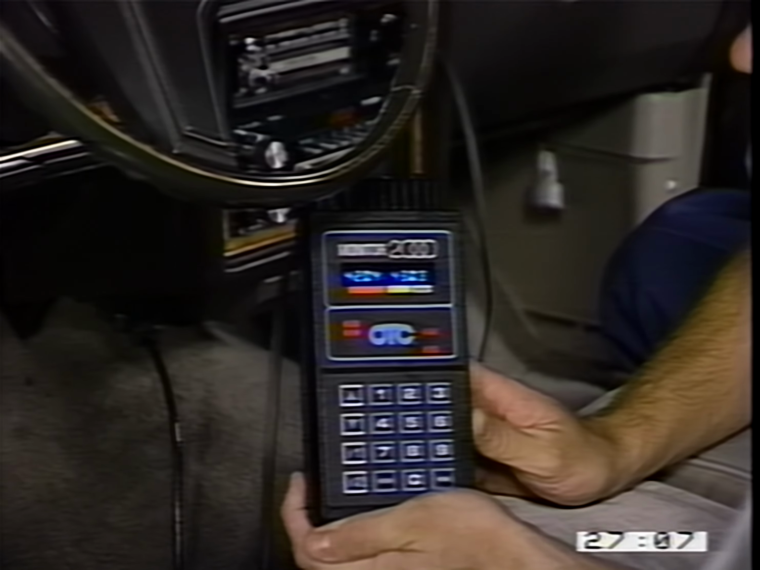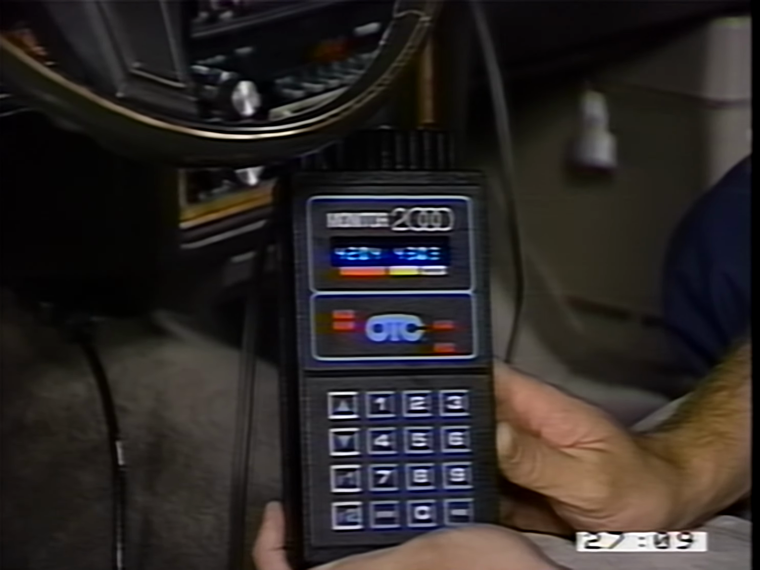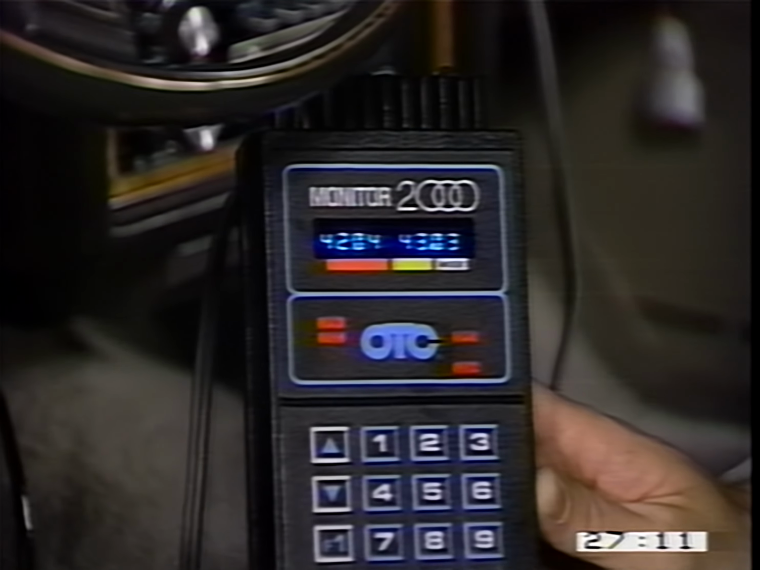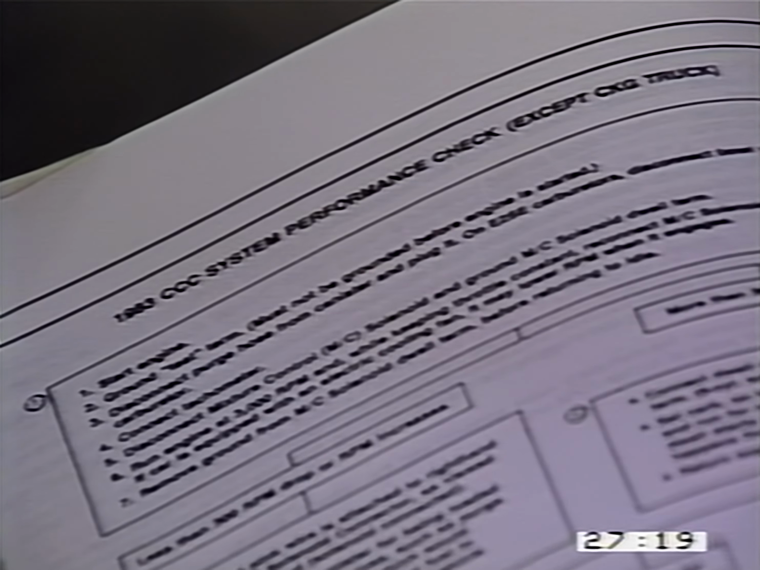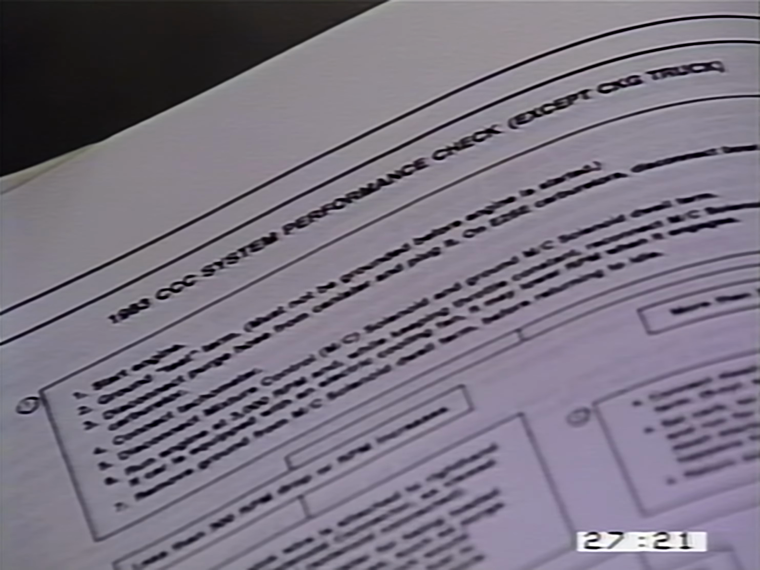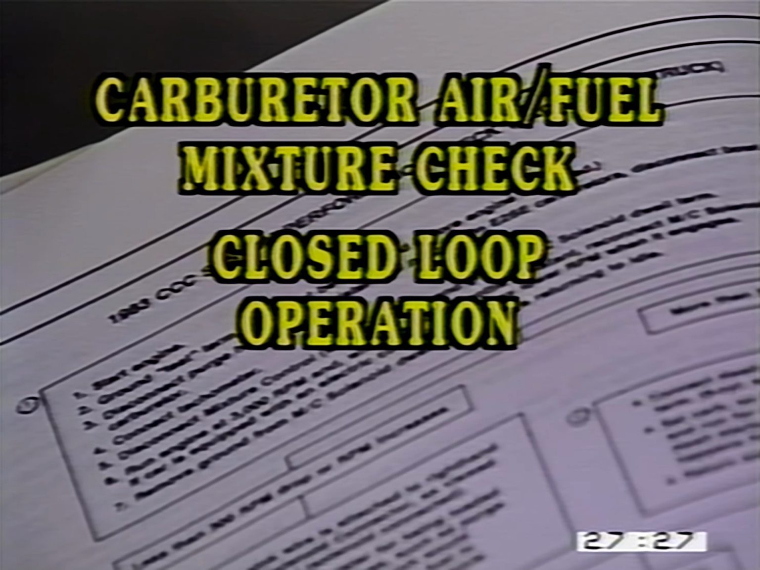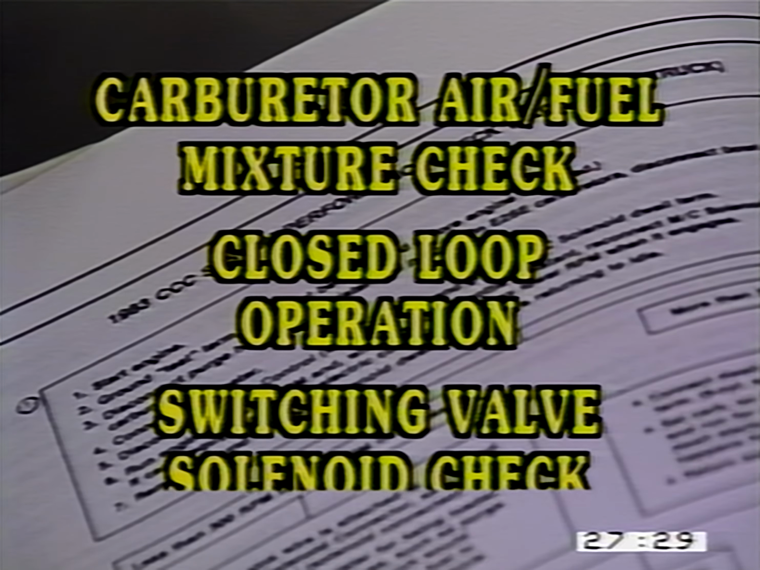The third step gives the choice of servicing codes or going on to the system performance check if no codes are present. The system performance check for full-service carbureted models verifies that the ECM system is operating to specs. It is a 3-step decision tree that includes a carburetor air-fuel mixture check, closed-loop operation, use of a dwell meter, and a switching valve solenoid check.